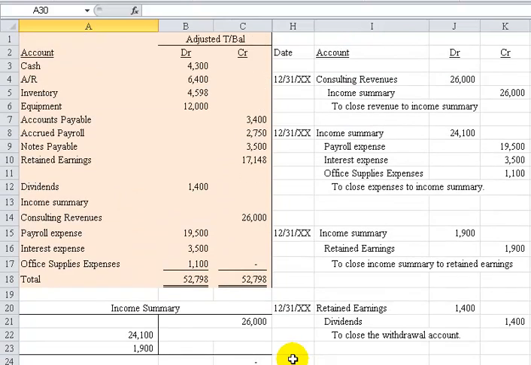So the important point to point out, closing entries, there's four of them to make. You close the revenue accounts, you close the expense accounts, you close the income summary, and you close the withdrawing accounts. And when you do that, you're done with your closing entries.